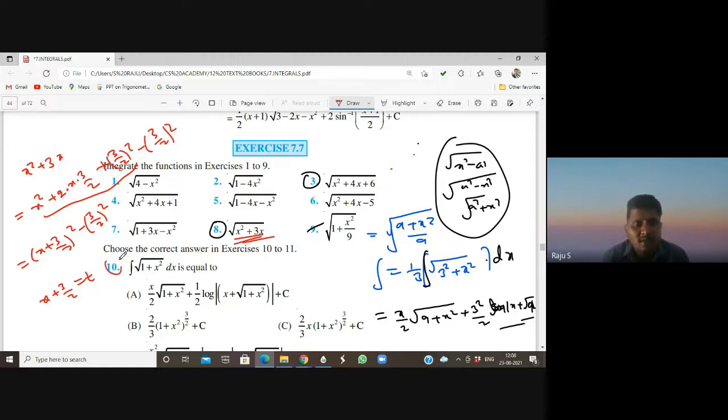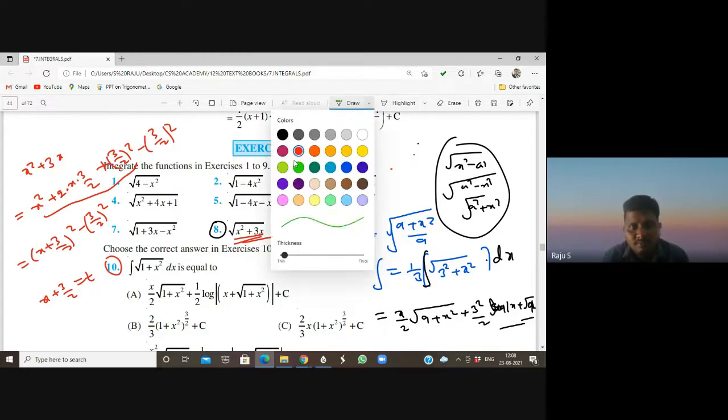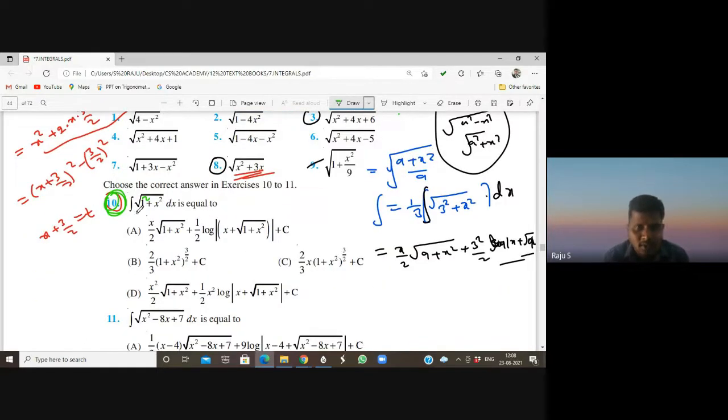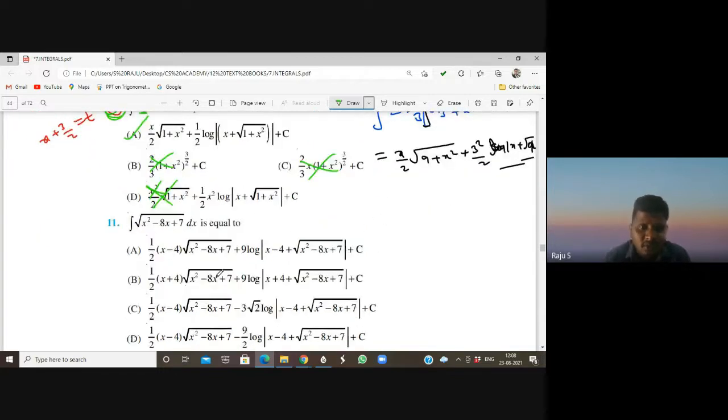What is the answer for question number 10? Anyone? Question number 10. Directly it is in standard form. What is the formula? First x by 2. There is no x by 2, wrong. So here x square by 2, it is wrong. The answer option A is right. First one is x by 2 root over a square plus x square. A square by 2. A value is 1 here. 1 by 2 is log. This is not x square by 2. Wrong.